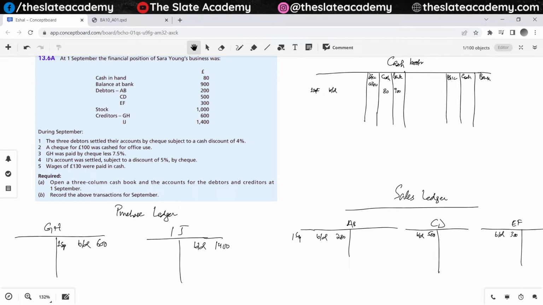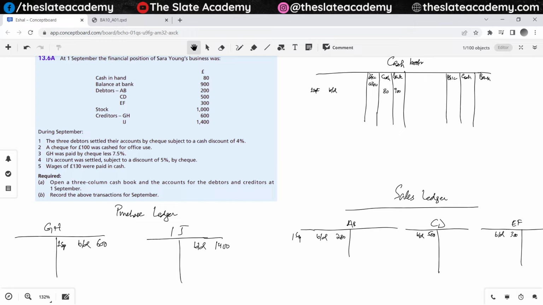All good this far? What happens then? First transaction during September: the three debtors settled their accounts by check subject to a cash discount of 4%.